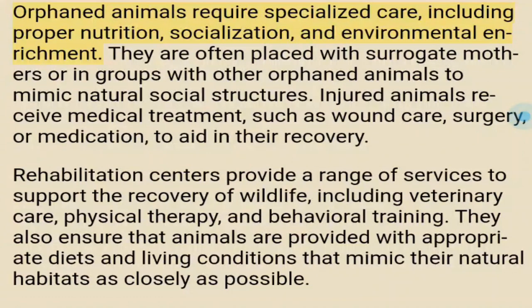Orphaned animals require specialized care, including proper nutrition, socialization, and environmental enrichment. They are often placed with surrogate mothers or in groups with other orphaned animals to mimic natural social structures. Injured animals receive medical treatment, such as wound care, surgery, or medication, to aid in their recovery.